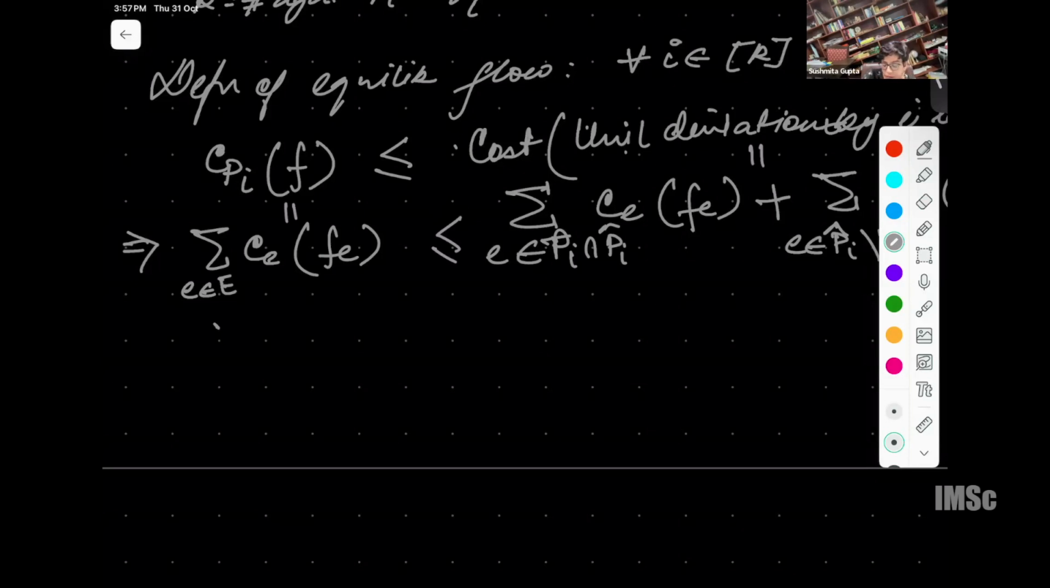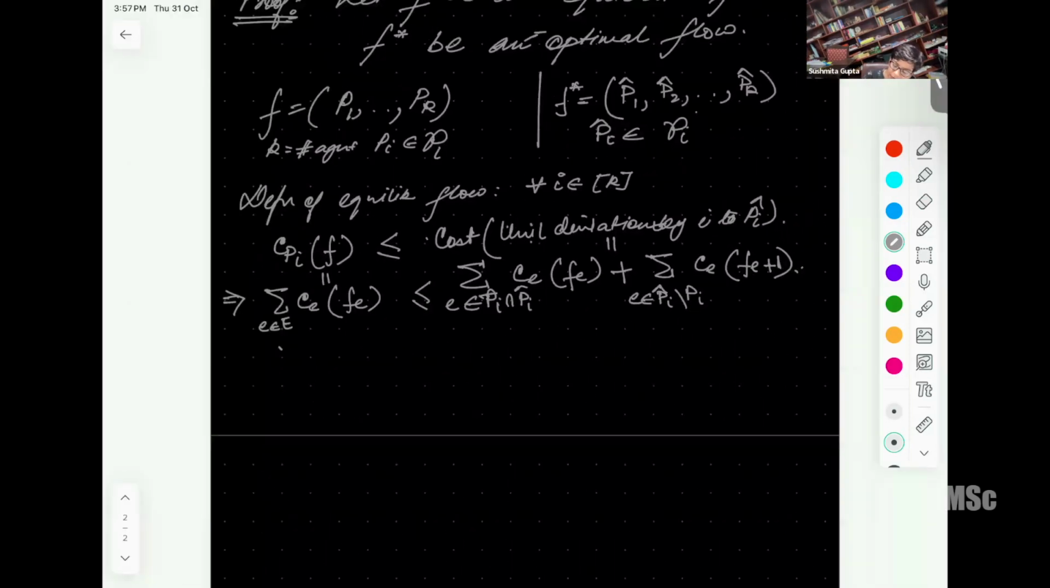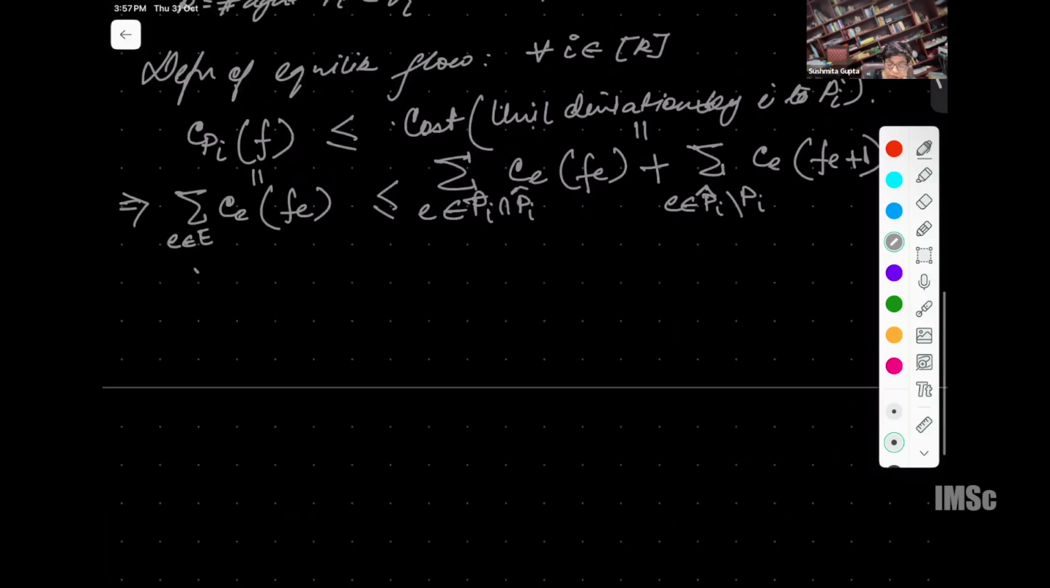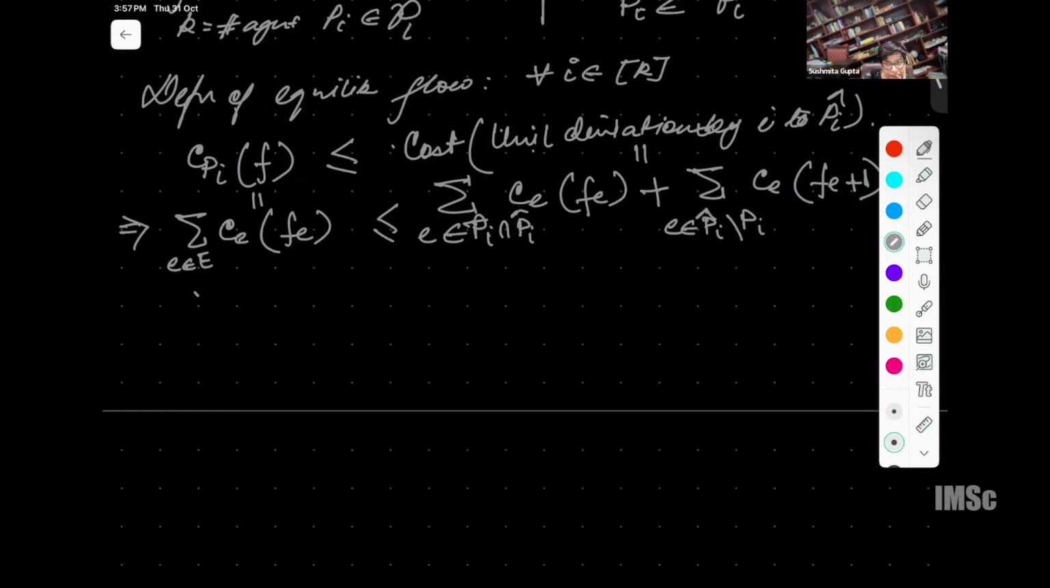So now we have a bound, exactly like the way we did the first time. We have an upper bound on the cost of the equilibrium flow. The subscript under the summation should be summation over E in PI. Sorry, yeah. So this was the first step. We have the upper bound. Now what do we do?